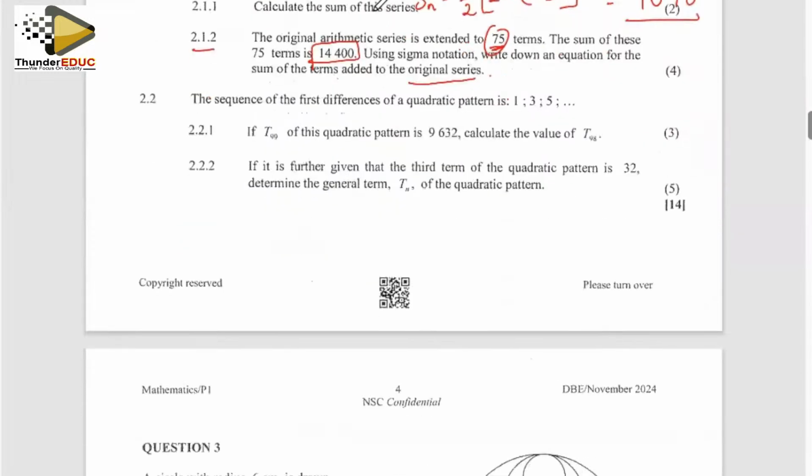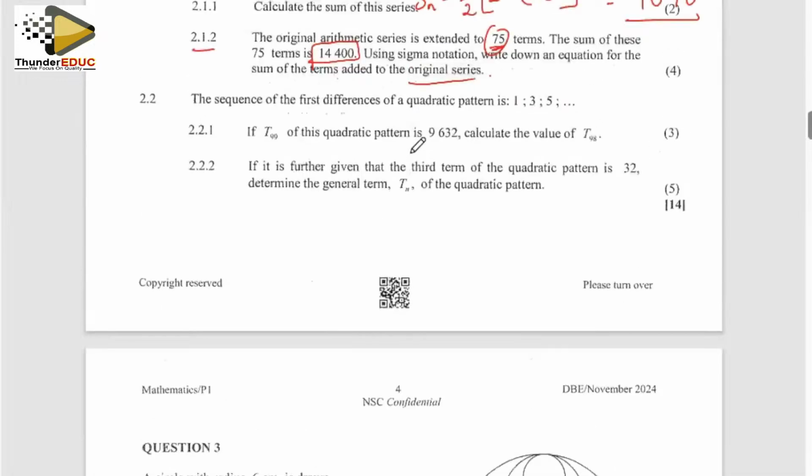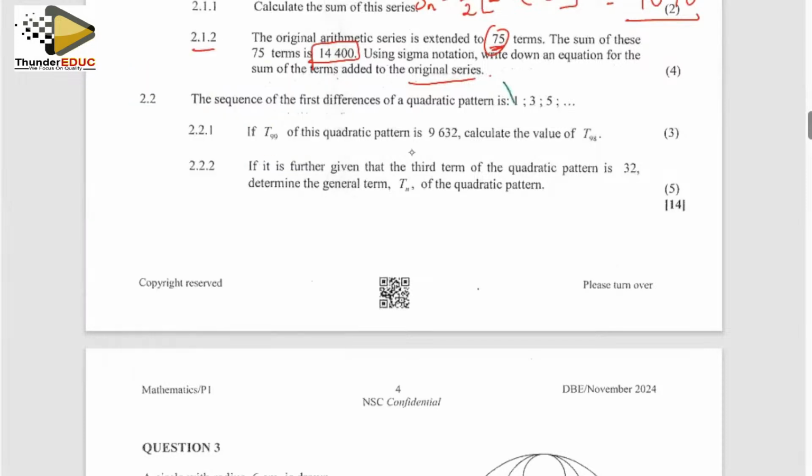Then 2.2, the sequence of the first differences of a quadratic are given as 1, 3, 5, and so on. Okay, let me use green. Okay, so which means we have terms there, 1, 2, 3, and so on and so forth. Okay, so if T99 of the quadratic is 9632, calculate the value of T98.